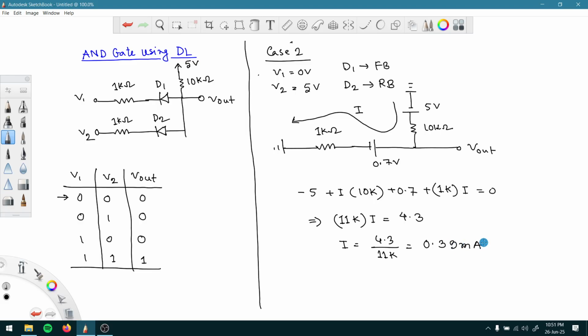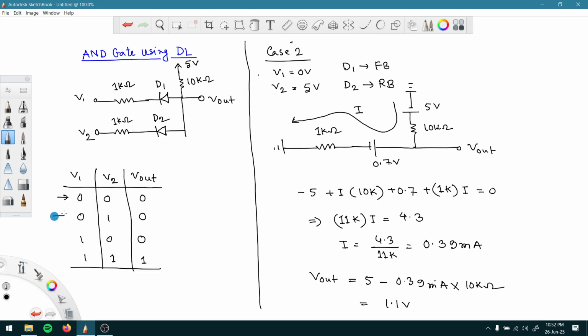And based on that we can also find out the value of V out. V out should be what? This voltage minus the voltage drop here. So V out should be equal to 5 minus I, which is 0.39 milliampere, multiplied with this 10k ohm. So what? It should be 1.1 volt. Again we are getting a value of voltage which is closer to 0 volt. So we can say this is logic 0 condition.